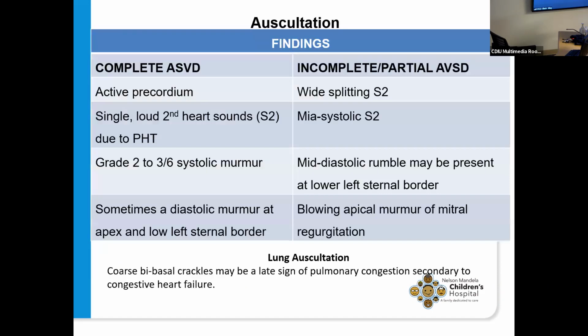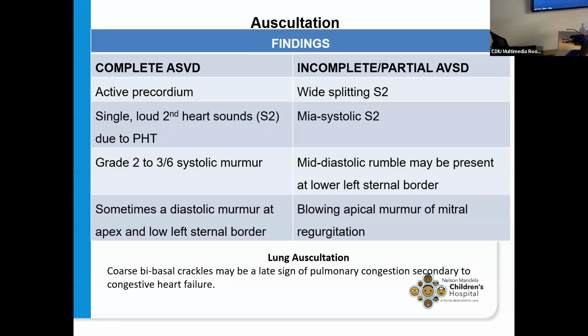And then the auscultation findings: in the complete AVSD, there'll be an active precordium due to the volume and pressure overload of the right ventricle. There'll be a single loud second heart sound due to the pulmonary hypertension. There'll be a grade 2 to 3 systolic murmur. Sometimes a diastolic murmur at the apex and lower left sternal border will be found.